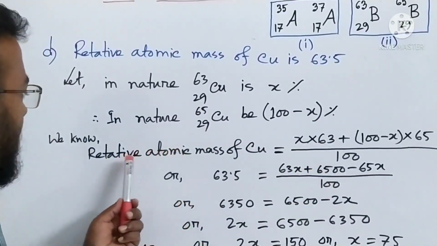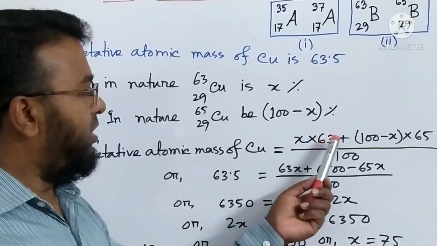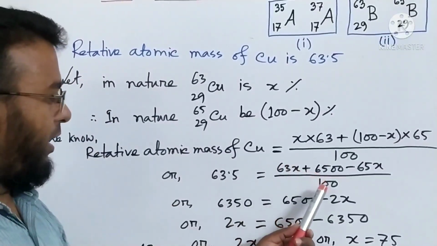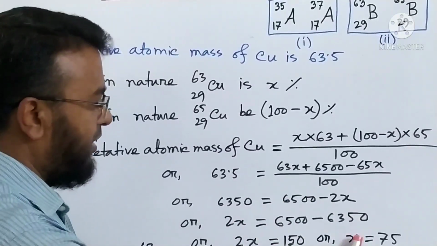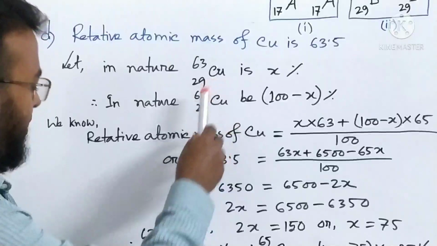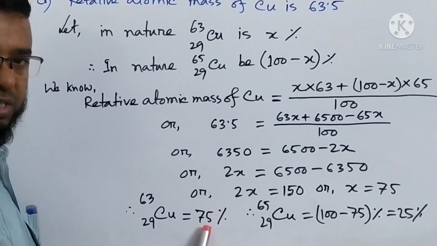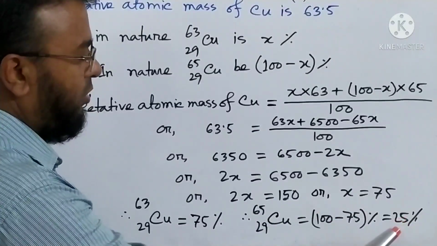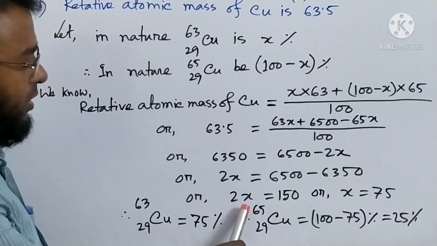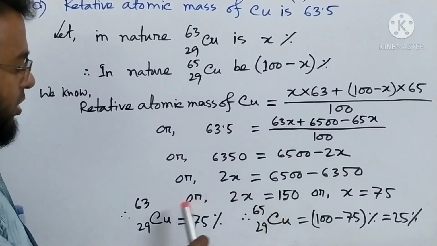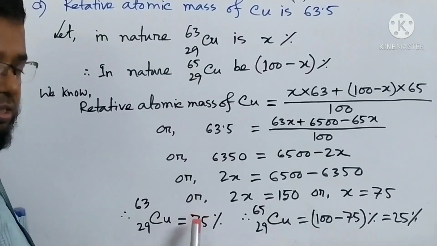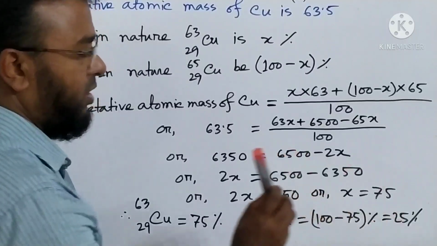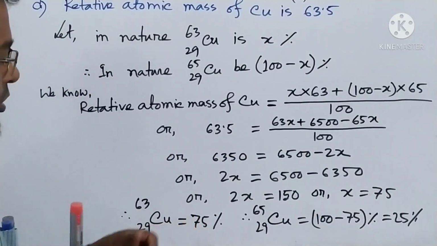So there is a formula, relative atomic mass of copper equals X into 63 plus 100 minus X into 65 divided by 100. Now by calculating, I have got the value of X, that is 75. So that means copper 63 is 75%. And if I subtract it from 100, then the rest one will be copper with mass number 65. So this is one isotope, it is available in nature 75%. This is another isotope of copper, it is available in nature 25%. So that is our target. We have got the result.